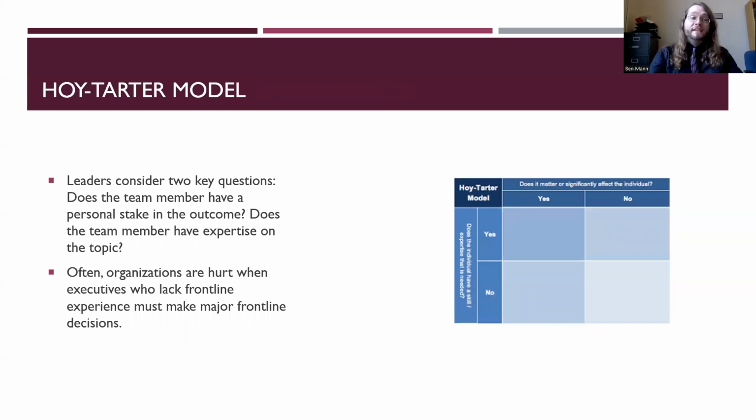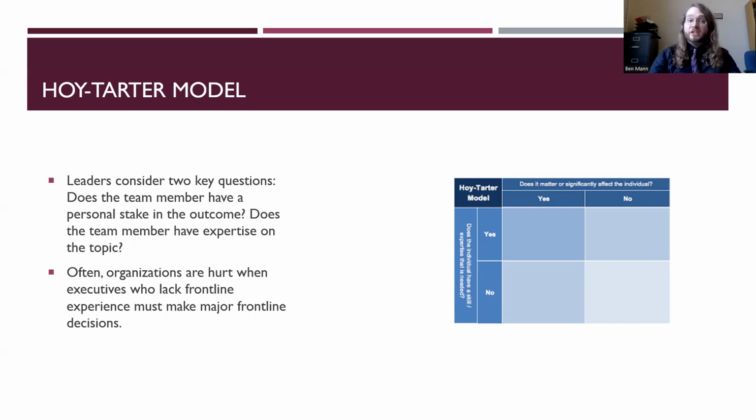There's also what's known as the Hoyt-Harder model. So what this model suggests is that a leader of healthcare organizations is considering a couple of questions. Does the member of the team or group have a personal stake in the outcome, such as the well-being of the patient? And do they have expertise on the topic? Is this doctor, is this nurse, is this healthcare practitioner able to provide the support that's needed?